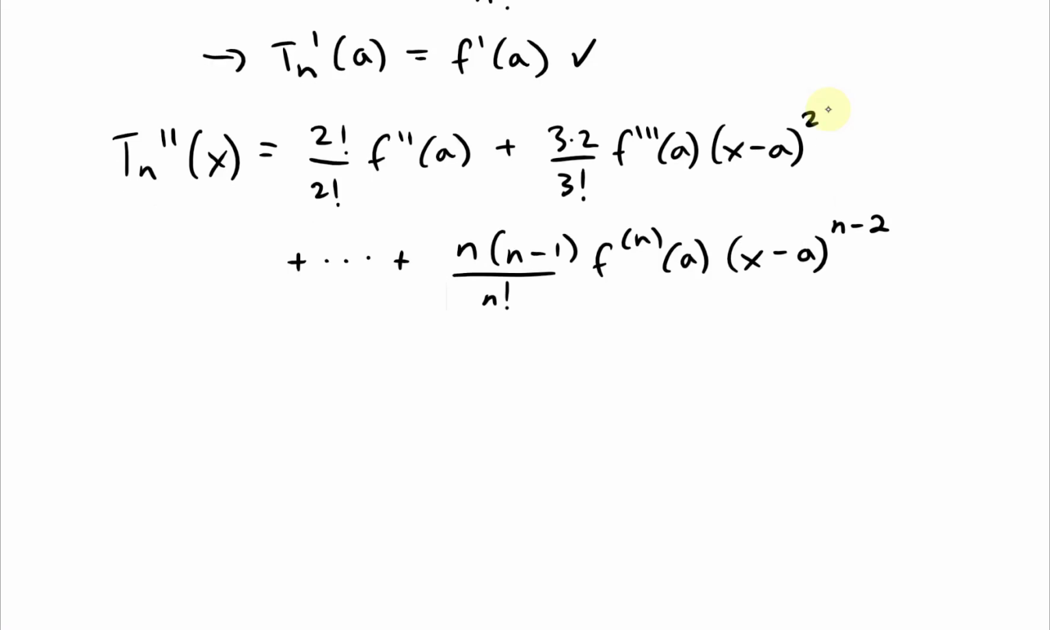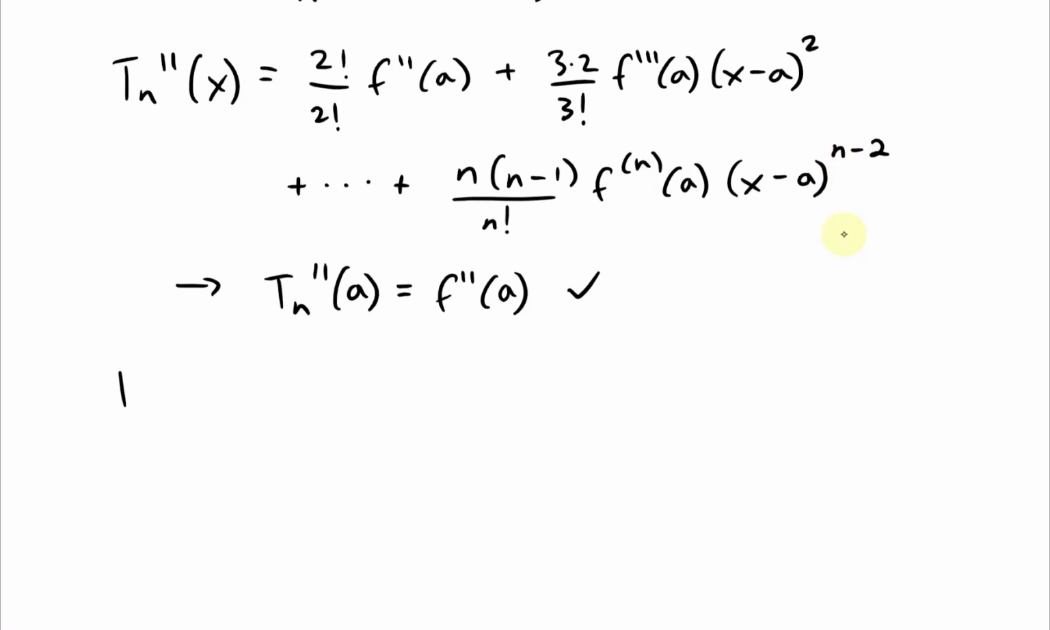When we plug in a inside this one, so we get t sub n double prime at a equals 2. And now plug this inside. These ones all cancel, becomes f double prime of a. Then all these other ones cancel. This a minus a is 0, a minus a to the power of n minus 2 is still 0. So this is it. So that's equal to its derivative.